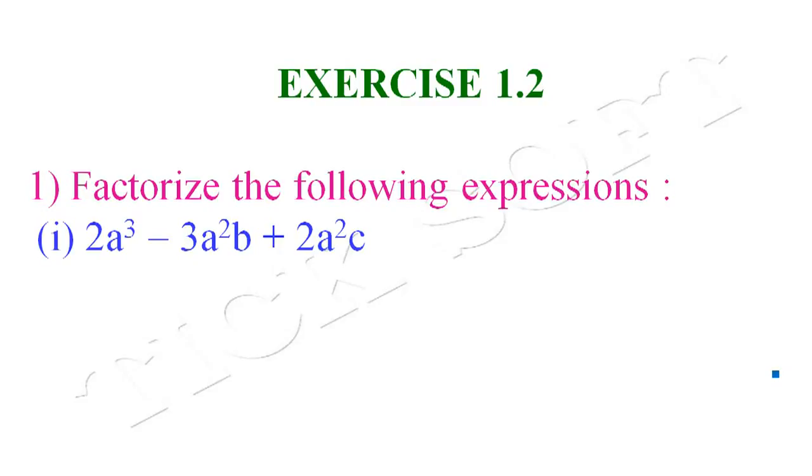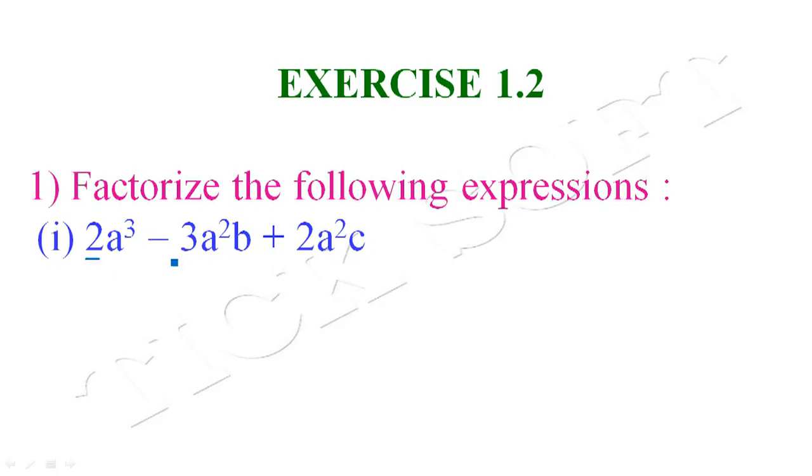And now we are going to see some exercise problems. The first question in this exercise is: factorize the following expressions. The first expression is 2a cube minus 3a square b plus 2a square c. In this first problem, we are going to factorize this expression just by taking out the common factors.